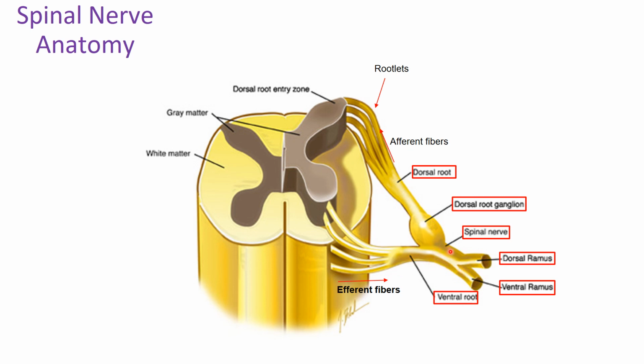Now, if we continue distally, you're going to have a dorsal ramus and a ventral ramus. You could also see this as posterior and anterior, depending on the source that you're looking at. But what's happening here is that you have a bifurcation of the spinal nerve, and one portion is going posteriorly, and one portion is going anteriorly. That is your dorsal ramus going posteriorly, ventral ramus going anteriorly.